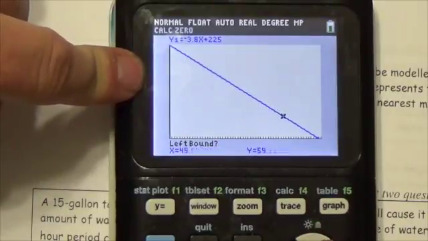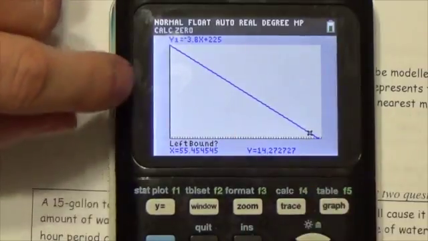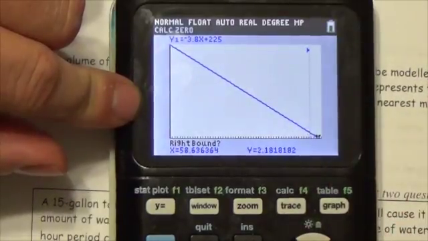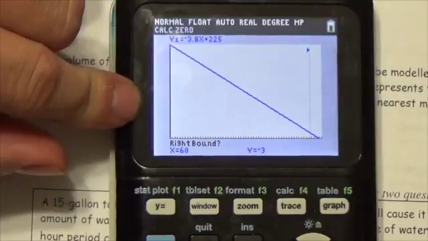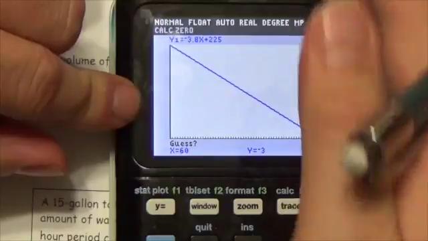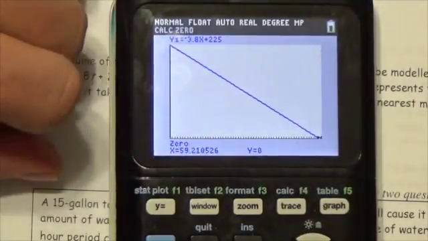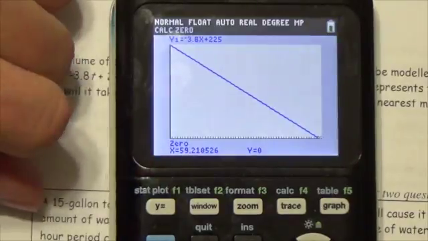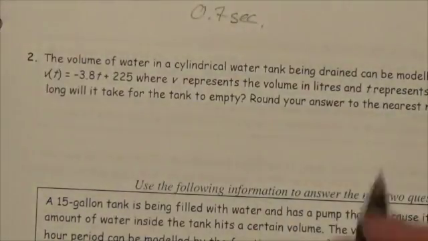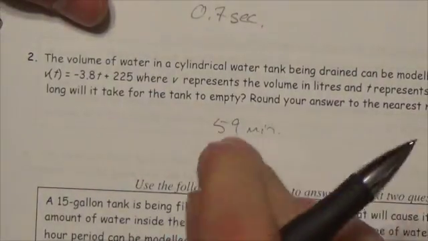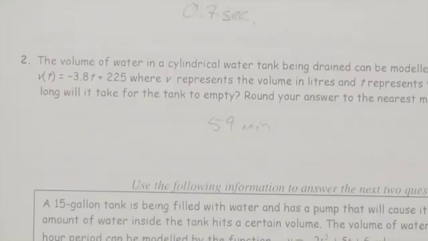Now, I'm probably going to end up going off the screen here, but that's okay. The calculator will adjust the window settings for me here. I'm going to press enter because I'm to the left of that point of intersection. Now I'm going to let the calculator go to the right bound, press enter, and it really basically just takes me right against the line of the screen there. Press enter again for the guess. Ooh, and it's close. It's right on the line here. 59.2. Okay. Round to the nearest minute. Okay, so it's going to be 59 minutes. That's how long it takes the tank here to drain.